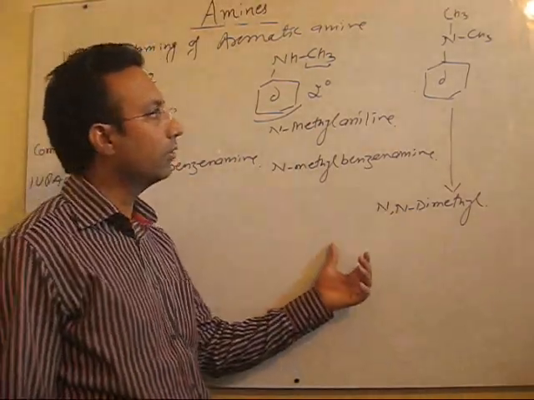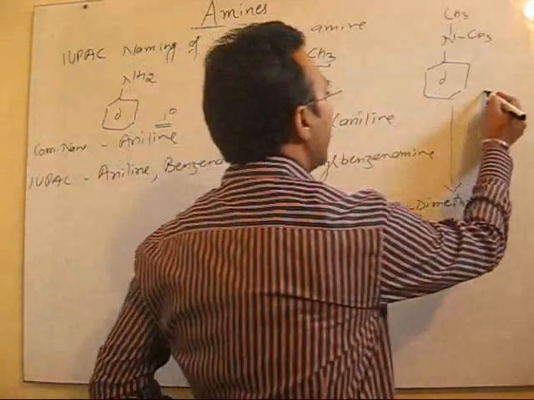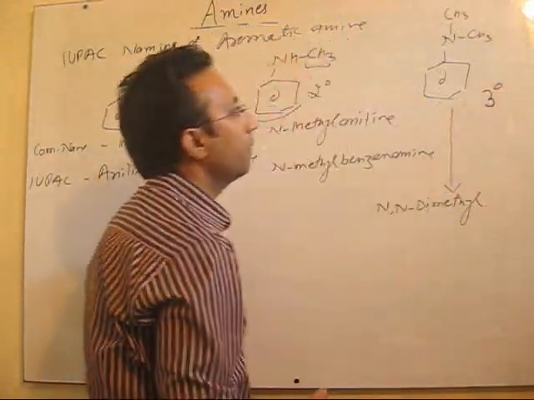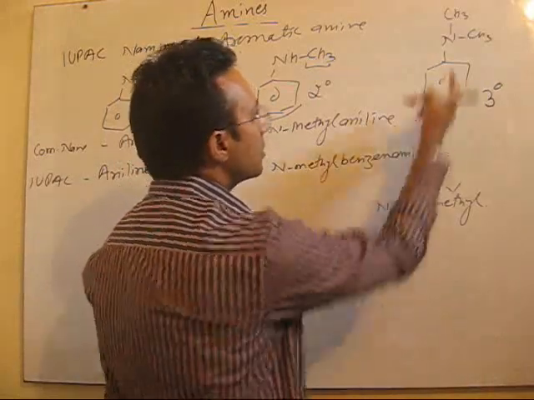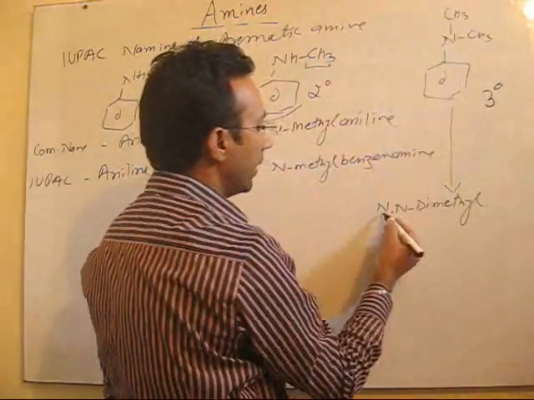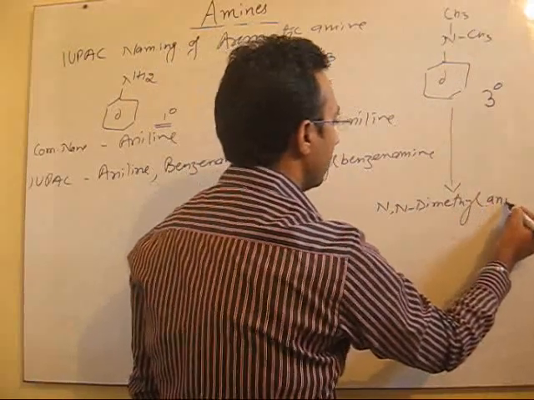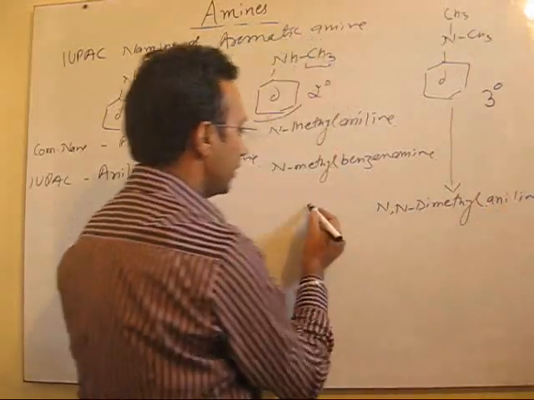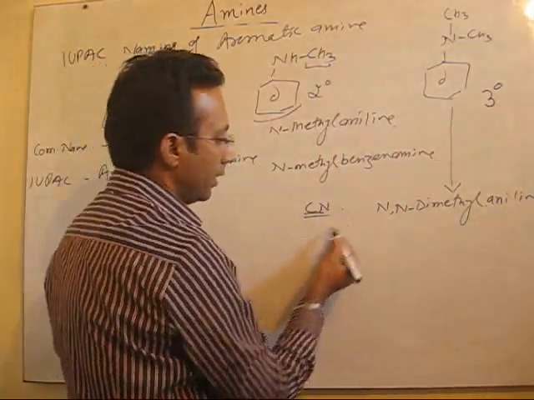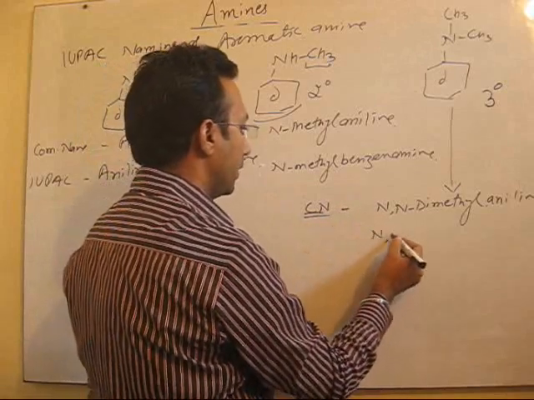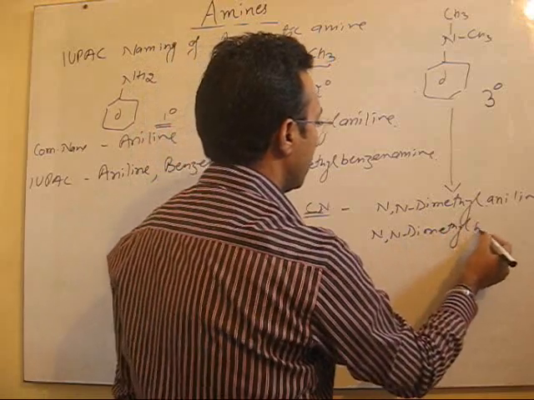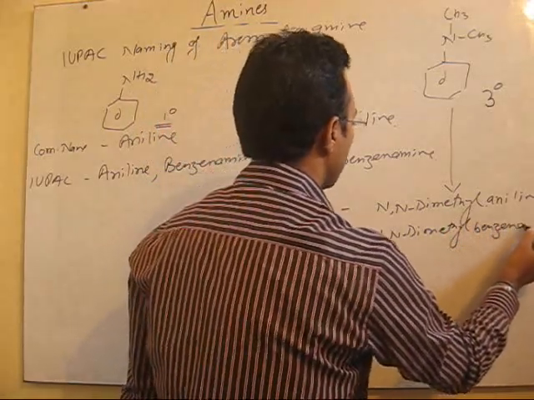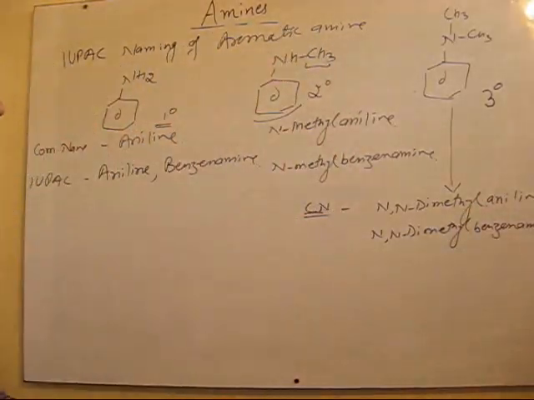Yes, so let's continue. I have taken here one aromatic tertiary amine. Its name, as we have done earlier, since the same groups are present, I'll write it N,N-dimethyl. If I write aniline, then it will be the common name, fine. And in IUPAC, it will be written as N,N-dimethylbenzenamine, fine. So like that you can name the aromatic compound.